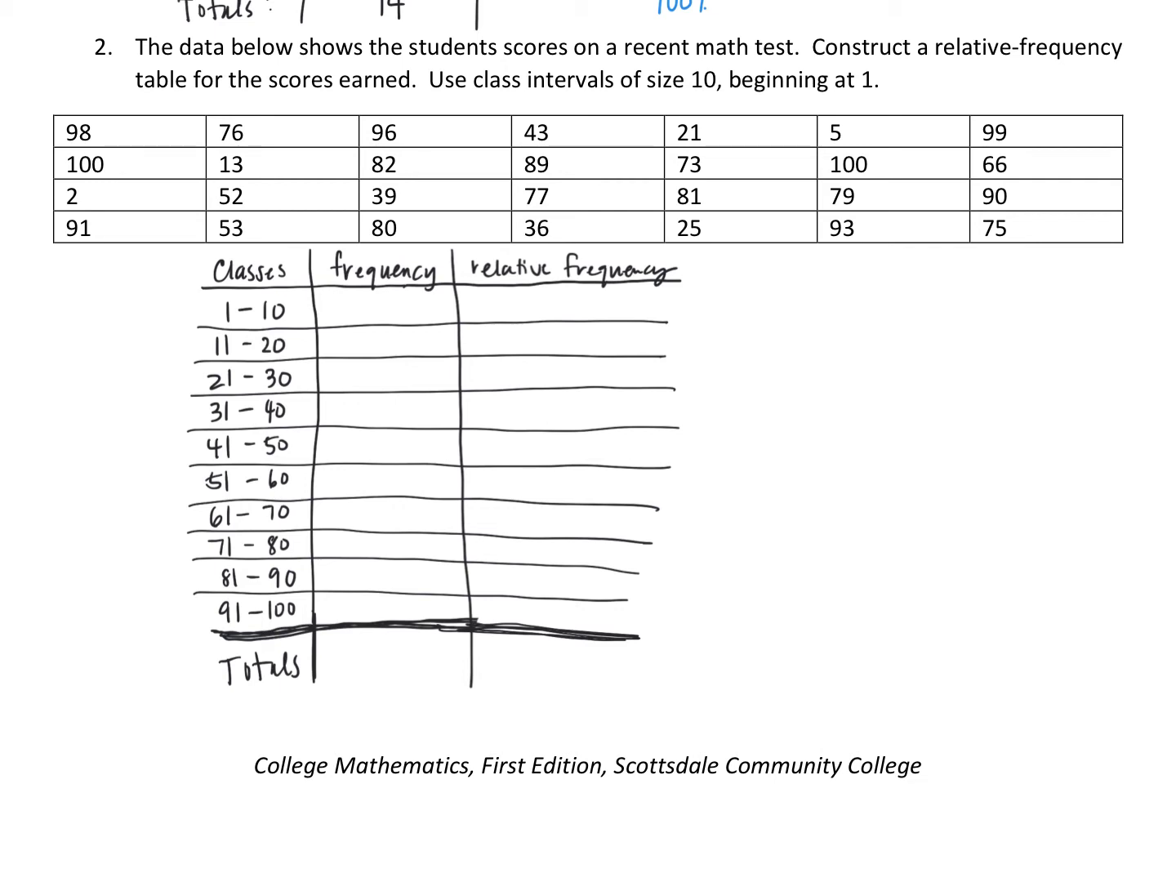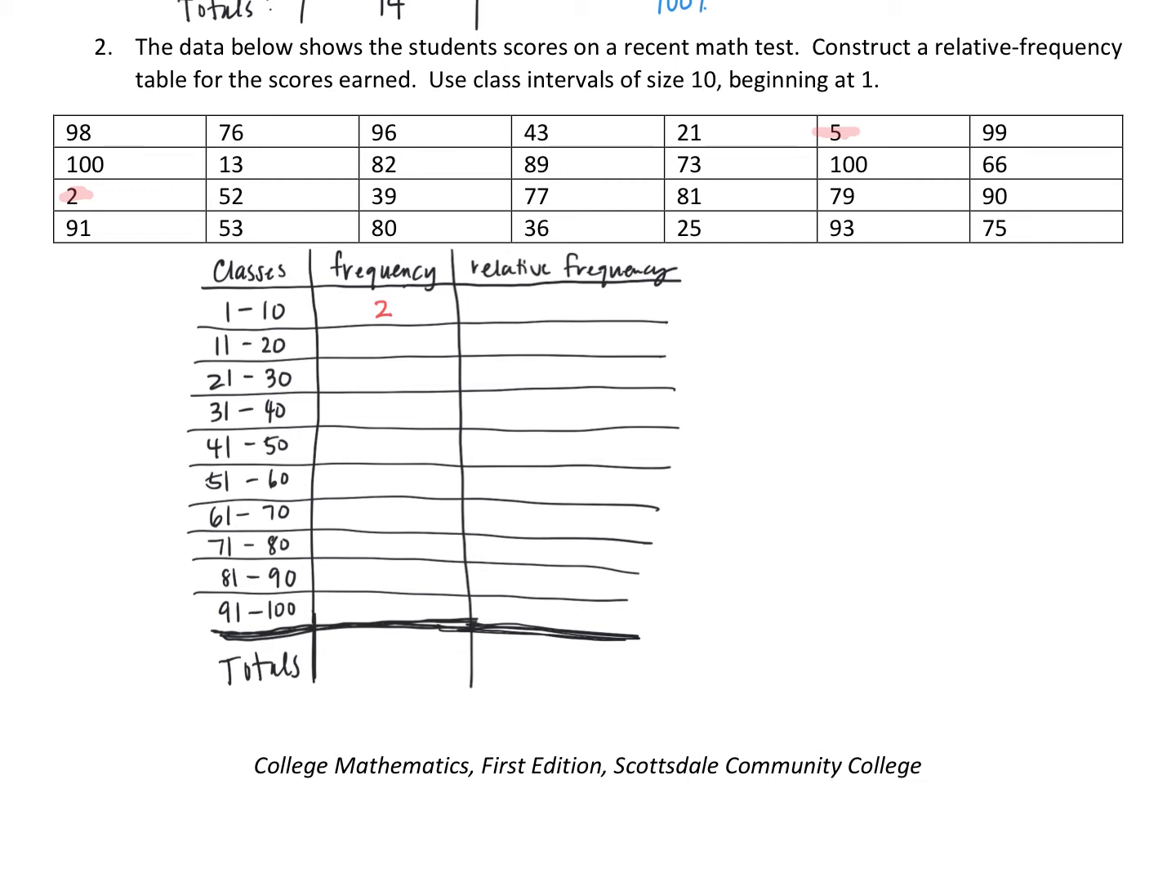So from 1 to 10, right now I'm looking for numbers between 1 and 10. So 5, 2, those are the only numbers I see between 1 and 10. So the frequency will be 2. There are 2 scores that are between 1 and 10. And that's inclusive, right? A 1 would go in that class and a 10 would go in that class.